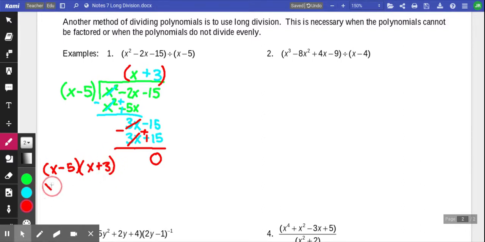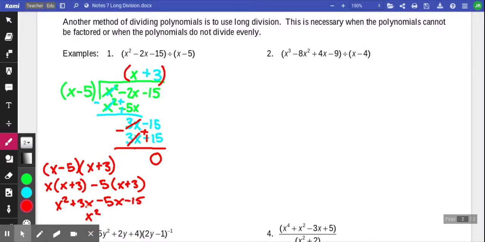I'd have to take x and multiply that by x plus 3. I'd have to take negative 5 and multiply that by x plus 3. And that would give me x squared plus 3x, and then minus 5x, and then minus 15. This gives me x squared. Combining my middle terms gives me minus 2x, and then minus 15.